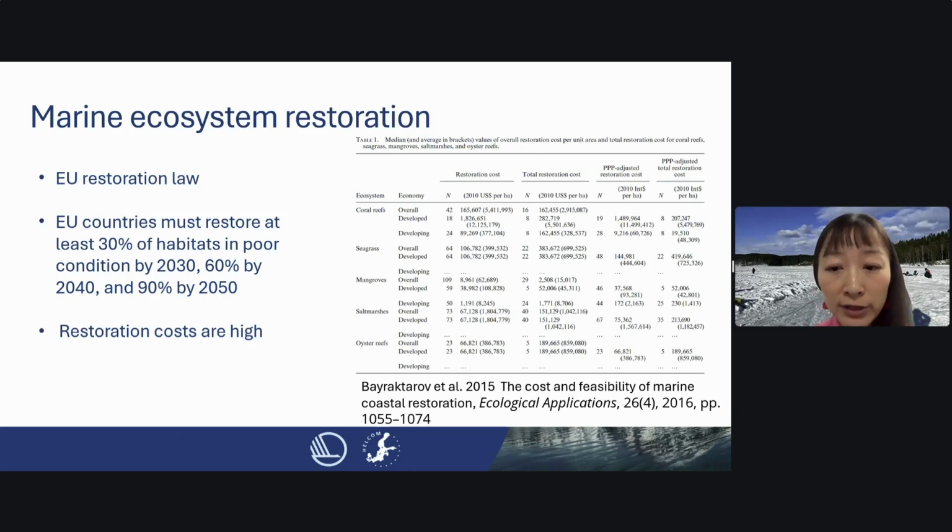Here is the example in the table on the right side. The restoration cost can vary a lot. It can be relatively cheap, for example, some types of salt marsh restoration, and it can go very expensive for other types of ecosystem restoration, like coral reef restoration, and also we see that seagrass restoration.